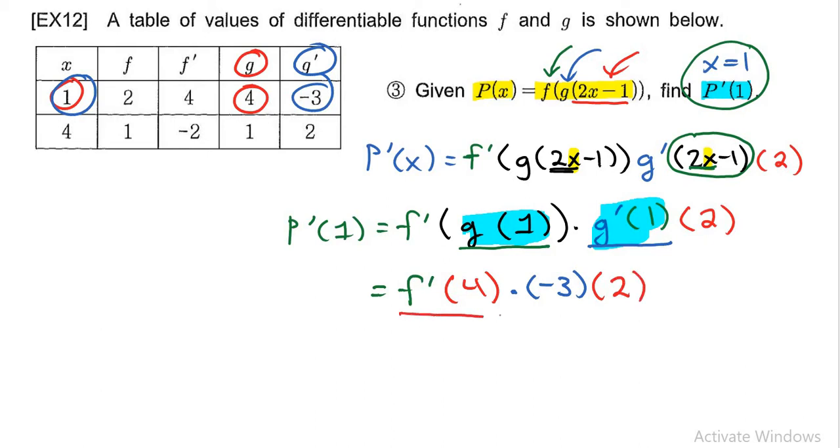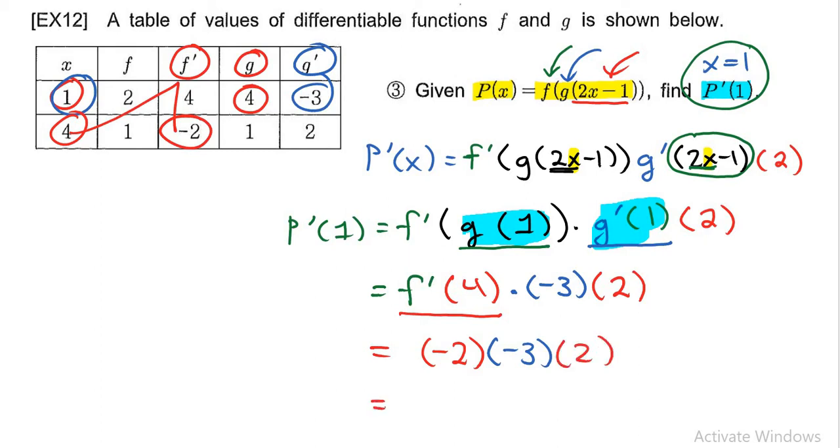Alright, so what's f prime of 4? Well, here's f prime in the table, here's 4. F prime of 4 has a value of negative 2. So this will be negative 2. And the rest of this remains the same. This will be negative 3. And this will have a value of 2. And I just need to multiply all that out. So that will have a value of positive 12. So positive 12 is the answer for question number 3.